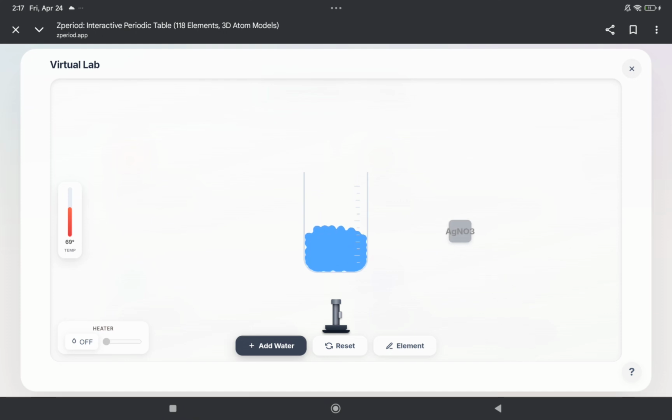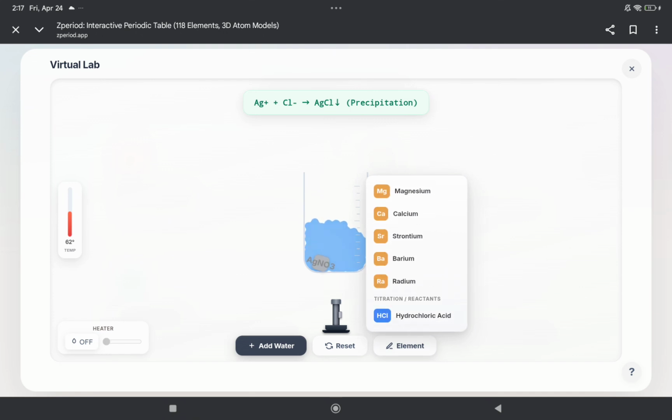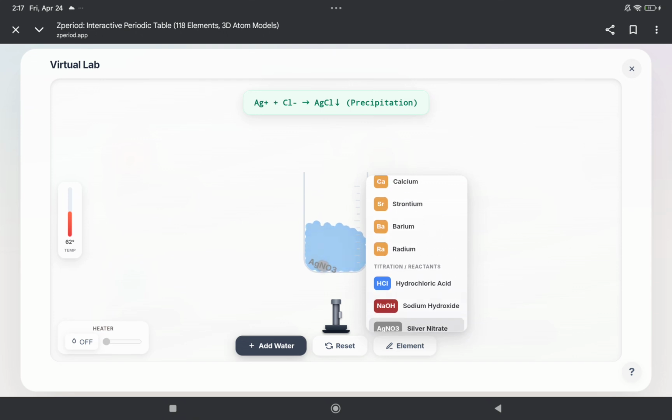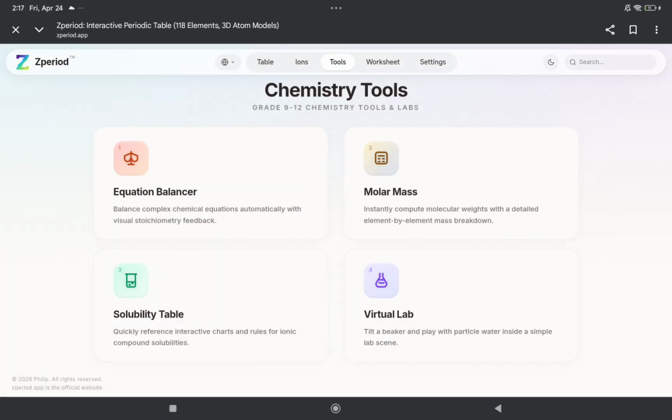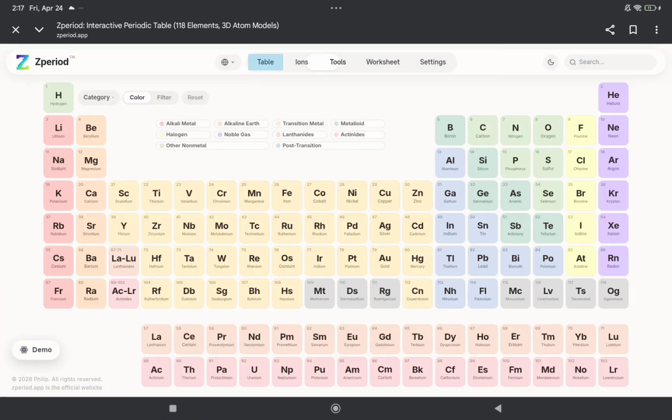And we need to put silver in there. So let's make a spread going. I think it's much more in the periodic table area. So that's next. So let's go to the table.